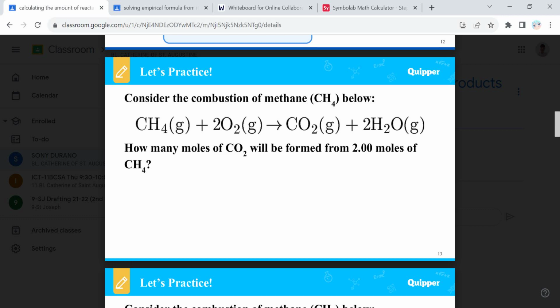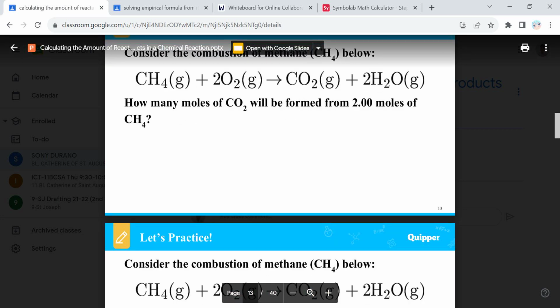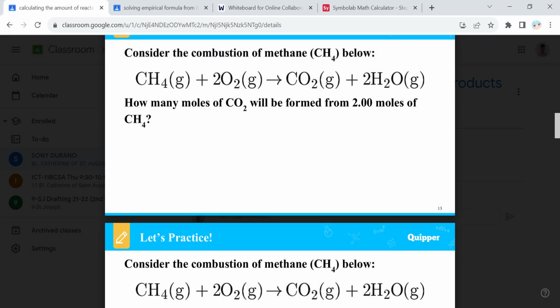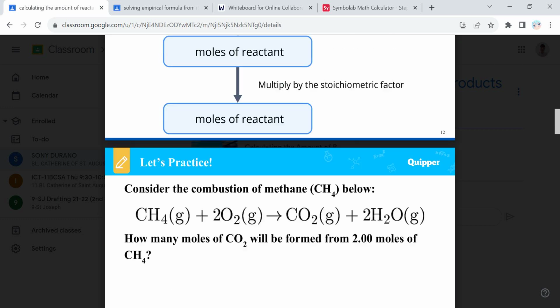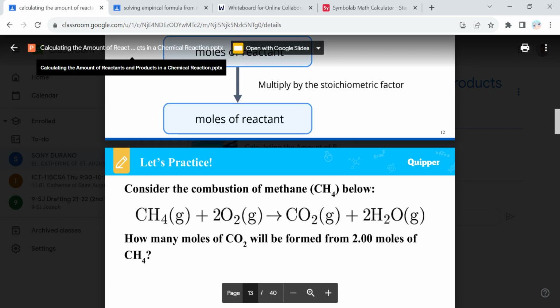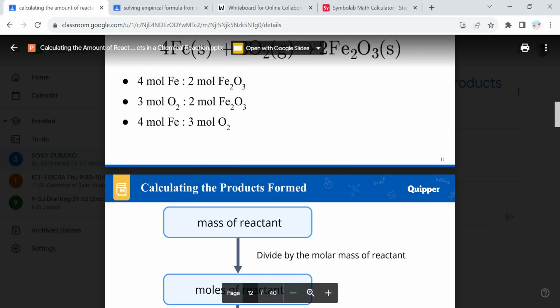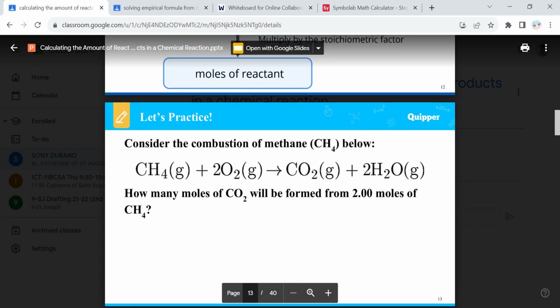Hey, today we'll be talking about a bit of balancing chemical equations and mostly about calculating the amount of reactants in a chemical reaction. So yeah, let's begin.